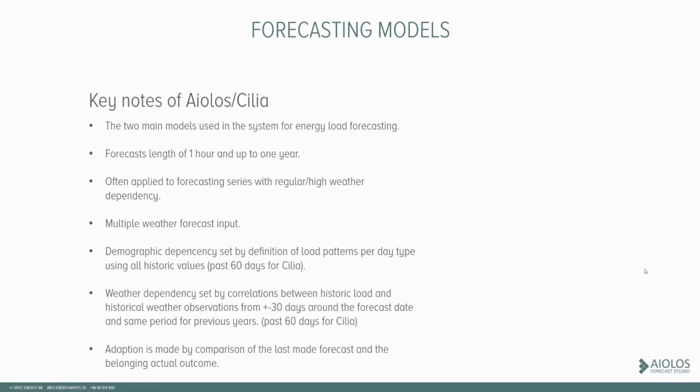The forecast length could be 1 hour if you like, or it could be up to 1 year also if you bring normalized weather into the software. And these two models, Aiolos and Celia, are often applied to forecasting series which have a regular or maybe high weather dependency, and that means that it is a series that reacts quite a lot due to the weather, so if it's a warm day or a cold day, for example.